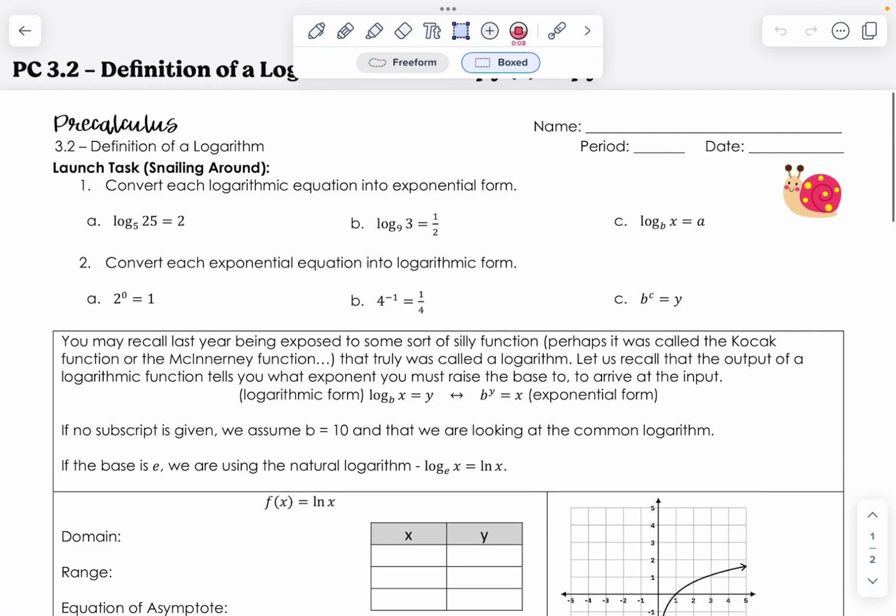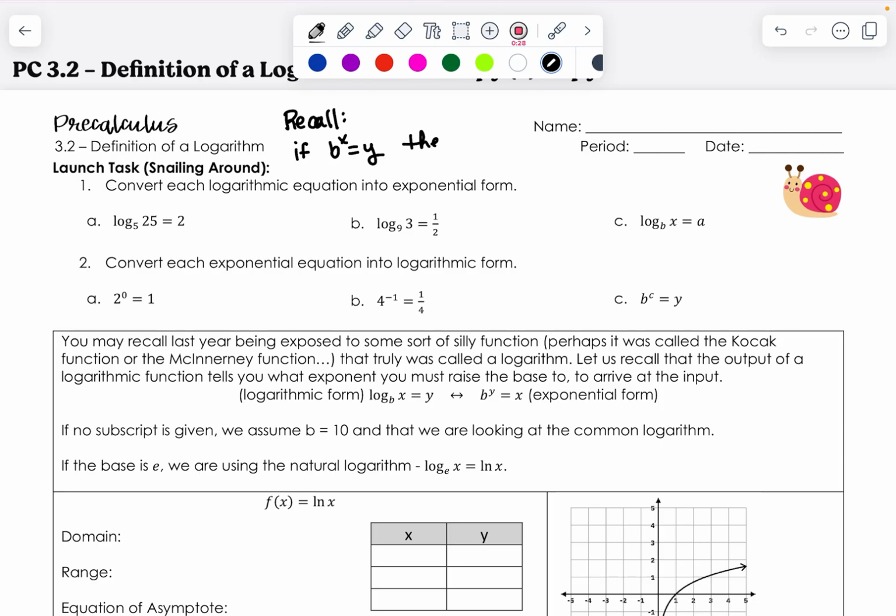All right, this is section 3.2, and we are going to do a quick review of logarithms. So if you recall, if b to the x is equal to y, then log base b of y equals x. So in number 1, this would be 5 to the second power is 25. 9 to the 1/2 power is 3. b to the a is x.